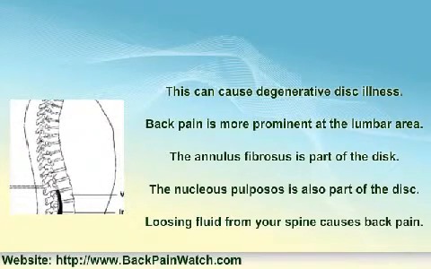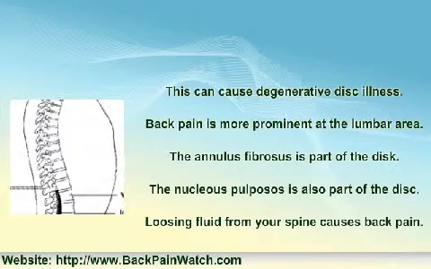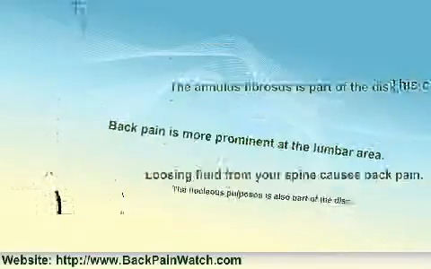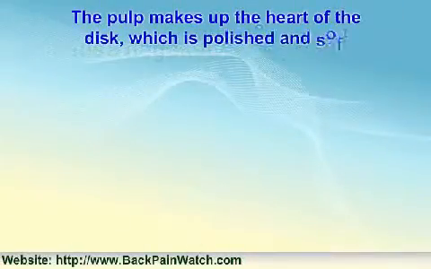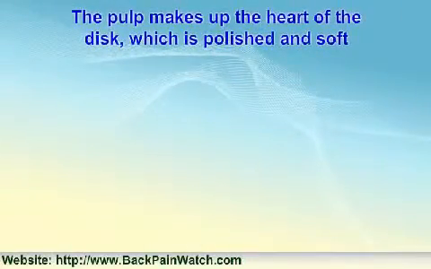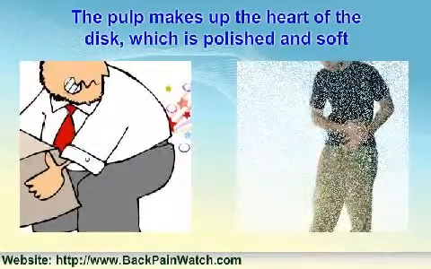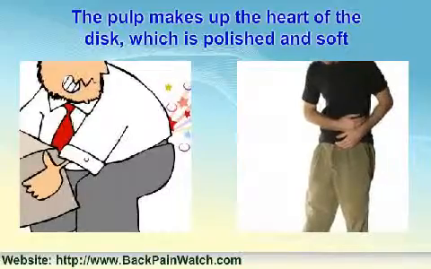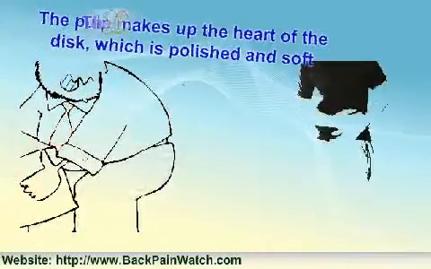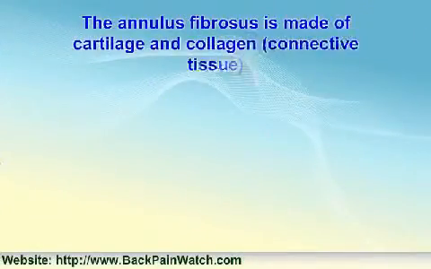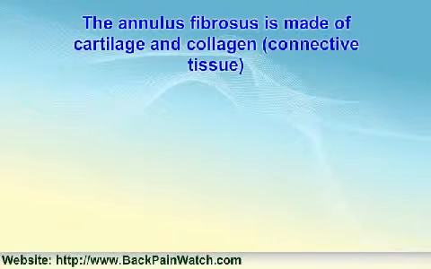The inner area of the disc is protected by the nucleus pulposus. The pulp makes up the heart of the disc, which is polished and soft. The discs make up the first supporting force that regulates the spinal column, muscles, bones, and so on. The annulus fibrosus is made of cartilage and collagen, connective tissue.